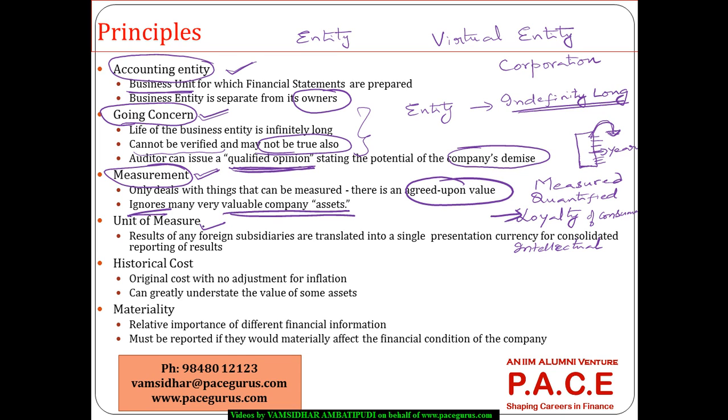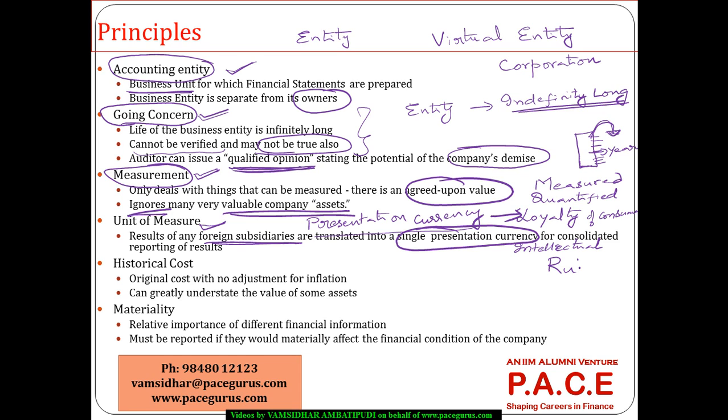Then we are looking at another principle, which we call the unit of measure. There should be a clear-cut presentation currency in which we are presenting the financial statement. So if, let's say, the domestic currency itself is the presentation currency, then any other foreign subsidiaries and any other foreign transactions that have happened need to be converted into this single presentation currency, based on the exchange rates at various points in time.